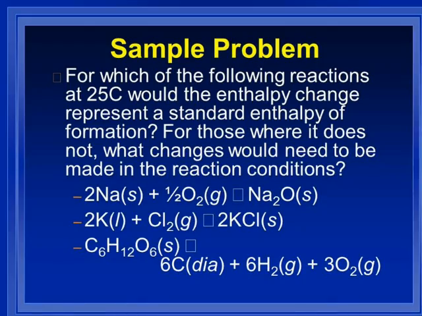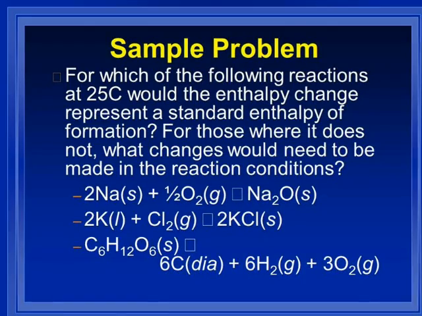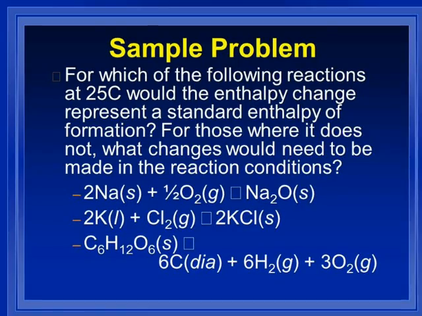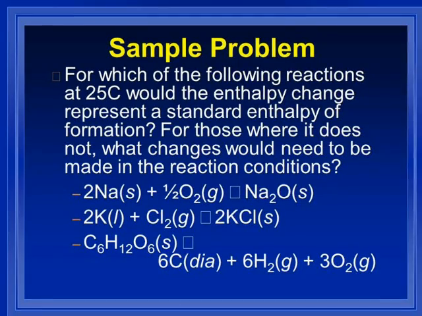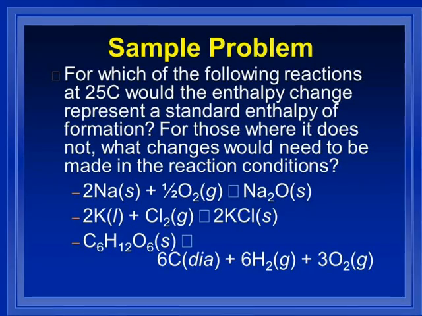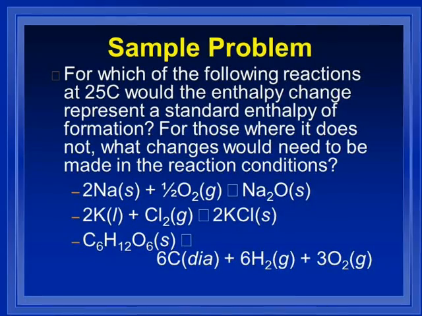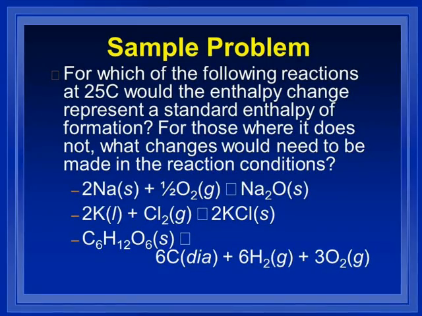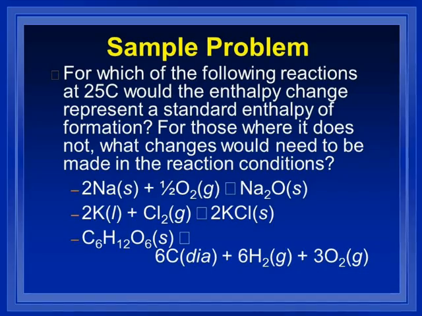The other thing we have to check is the states. Carbon in a diamond form is not the most stable. Carbon graphite is the most stable, so we'd have to change that. So 6 carbon graphite plus 6H2 gas plus 3 O2 gas would yield 1 glucose solid. That would make it the standard enthalpy of formation.